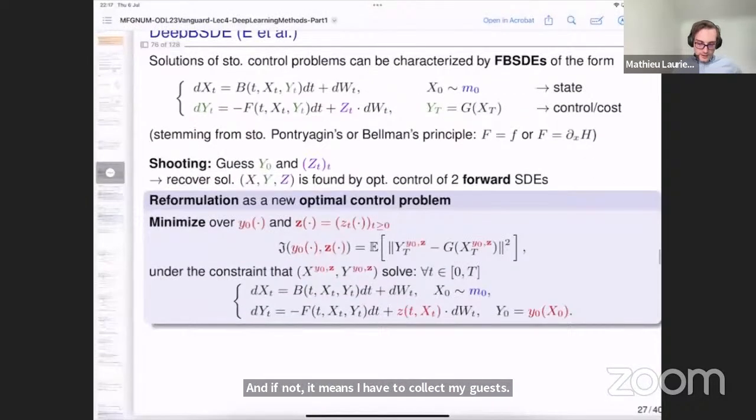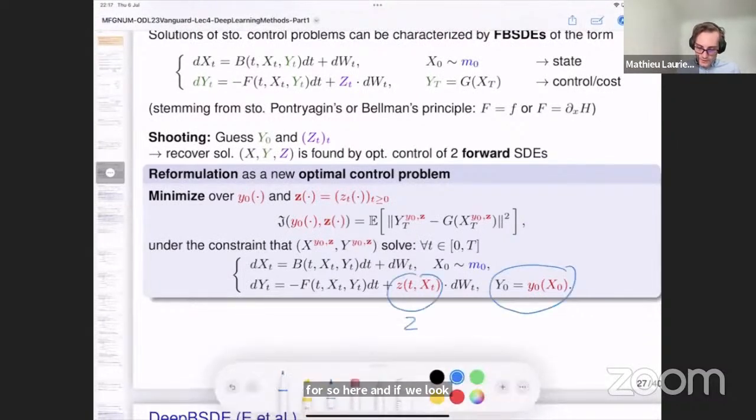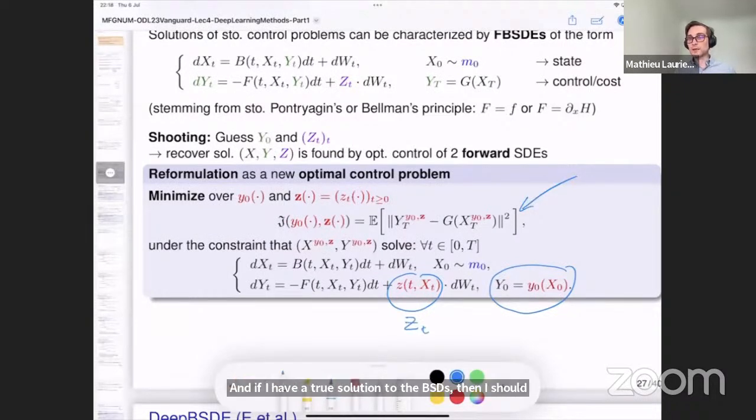So in fact, here, we end up with a problem of this type if we look for Y_0 as a function of X_0, and if we look for Z_t as a function of t and X_t, just using Markovian controls. The goal is to minimize this cost. And if I have a true solution to the BSDE, then I should be able to make this loss exactly equal to 0, right? So ideally, I would like to make it equal to 0. So I know exactly where the loss should go. The loss should go to 0.